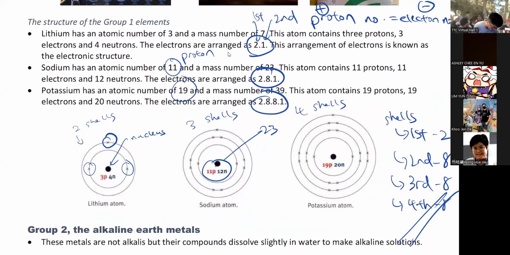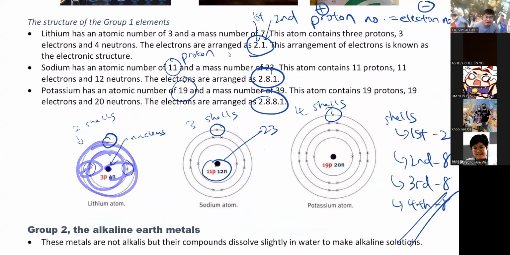Because the outermost is 1. You see, 1, 1, 1. What happens when you have 1 electron on the outside? You will die want to throw this electron away. If you have only 1 on the outside and you throw away 1, you are perfect. You will die throw this thing away. Because if I throw this one away, now I'm full. The second shell will be no more. My first shell will be full.